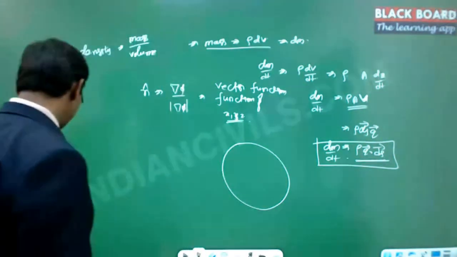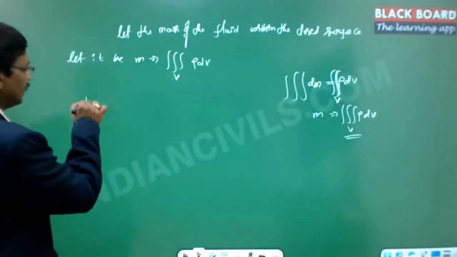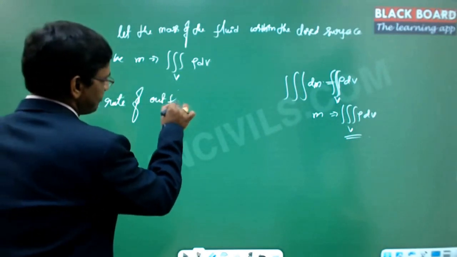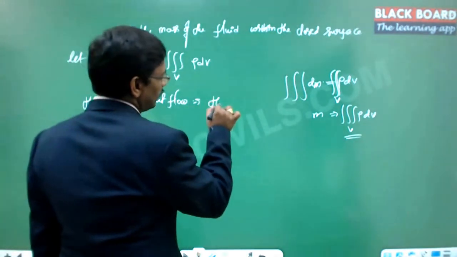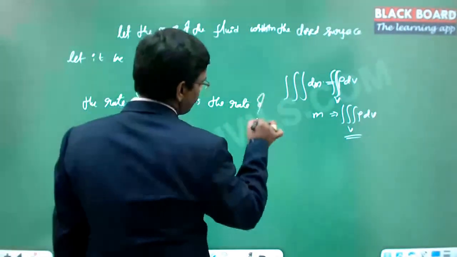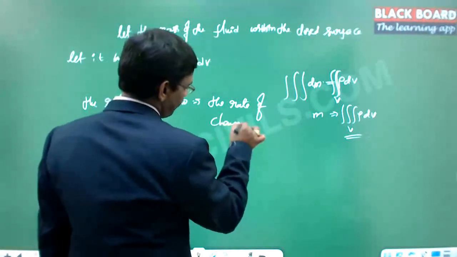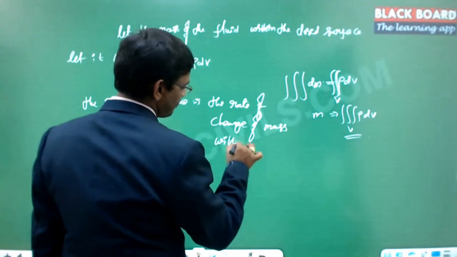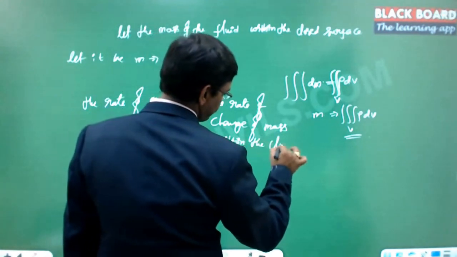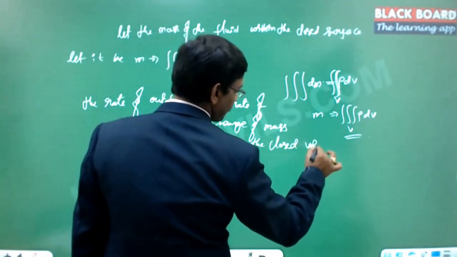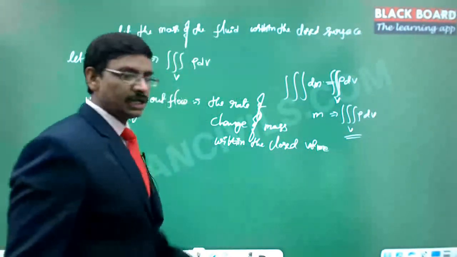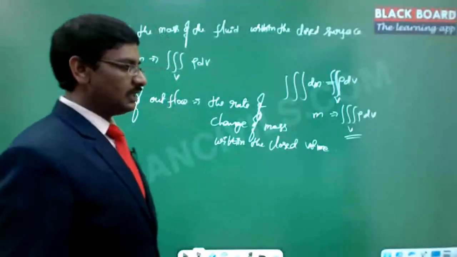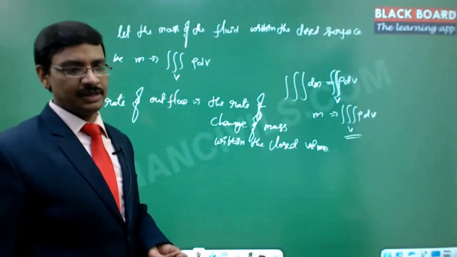So obviously it is expected that the rate of outflow is equal to the rate of change of mass within the closed volume. Right? Now, the increment we usually take as positive, and the decrement we usually take as negative. Then minus of the increment is going to be the decrement, right?